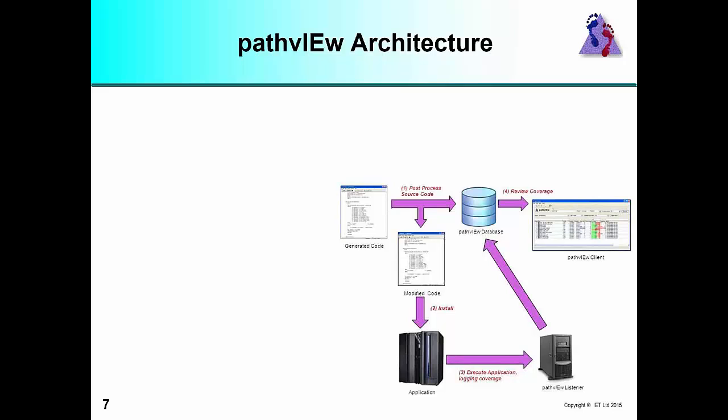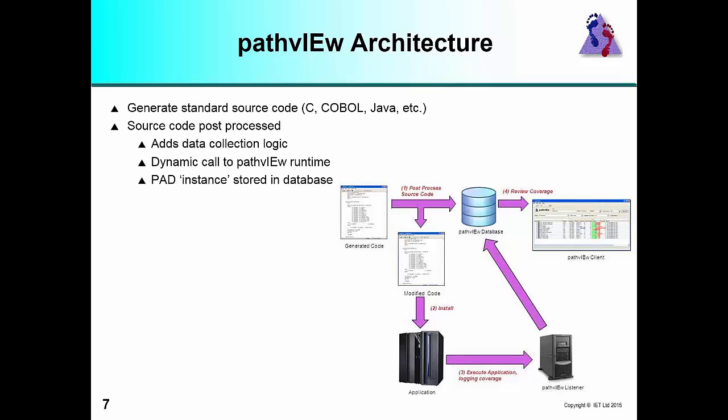The architecture of pathvIEw: the starting point is the source code that you execute, which is standard generated code, and it doesn't have to be generated with trace. So you can either run it with trace enabled or without trace enabled, it makes no difference. The source code itself is post-processed by the pathvIEw source code post-processor, and that adds data collection logic into the generated code, which is then stored in the pathvIEw database.